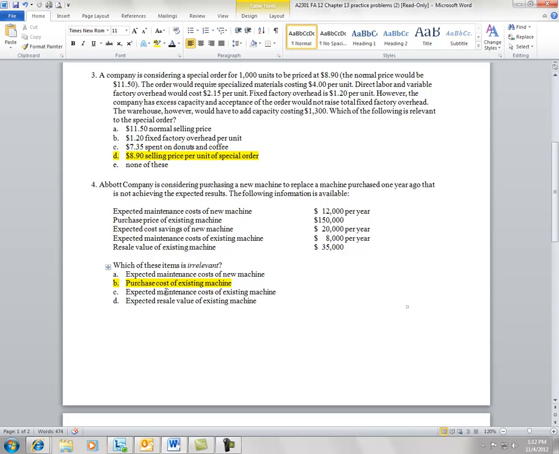So the expected maintenance cost of the existing machine, that's only going to exist if we do keep the existing machine, so that is relevant. And the expected resale value of the existing machine, that is only going to exist if we decide to get a new machine and make the sale of the existing machine. So again, that differs amongst our alternatives and would be relevant to the decision.